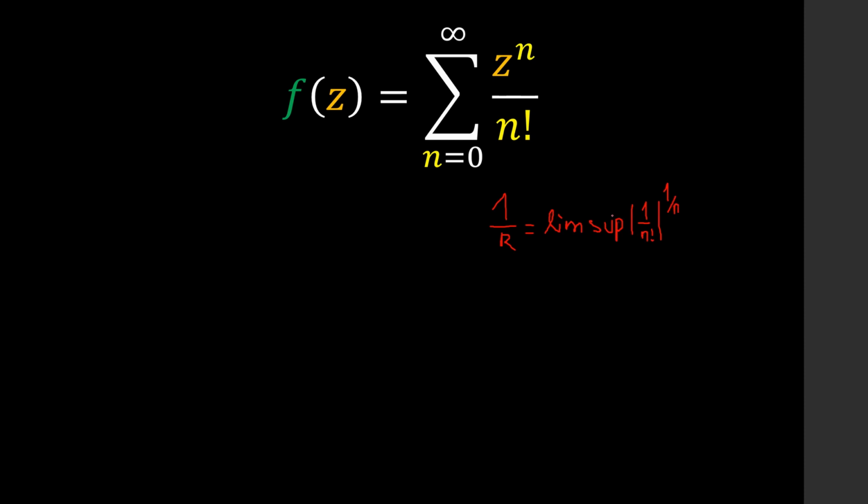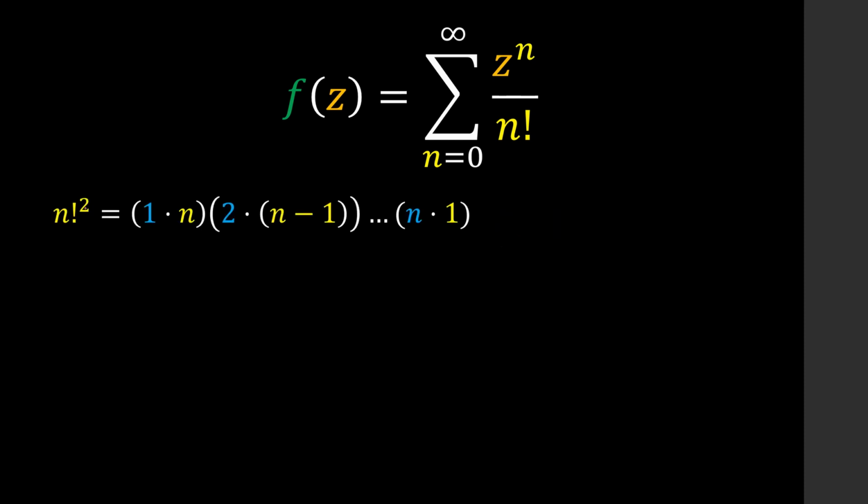And honestly, we don't even have to worry about the sup here, or about the absolute value, because the absolute value of a factorial is a factorial, since they're always positive. And we're not going to worry about the sup at all, because in fact we can evaluate the limit itself, and the lim sup is always equal to the limit if it exists. So to do this, we're going to start by looking at n factorial squared.